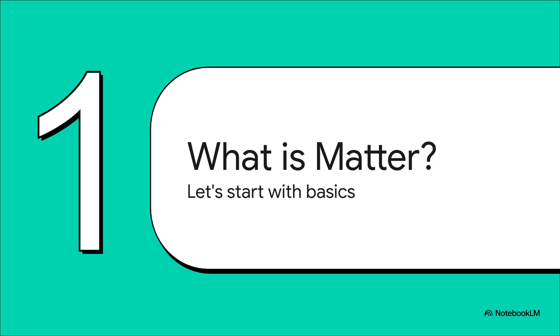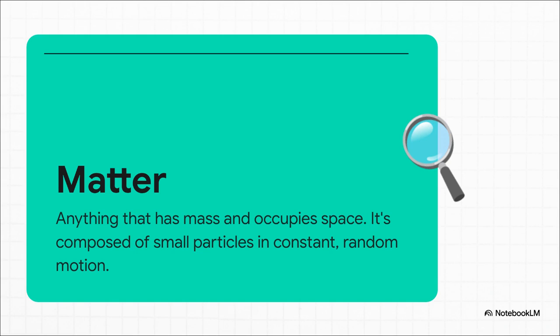All right, section 1, let's get the basics down. What do scientists even mean when they use the word matter? It's a word we hear all the time, but the scientific definition is super important. Okay, so in science, matter is basically anything that has mass, the amount of stuff in it, and takes up space. But here's the part you really need to remember. It's made of tiny particles that are in constant, random motion. That little detail is going to explain everything else.